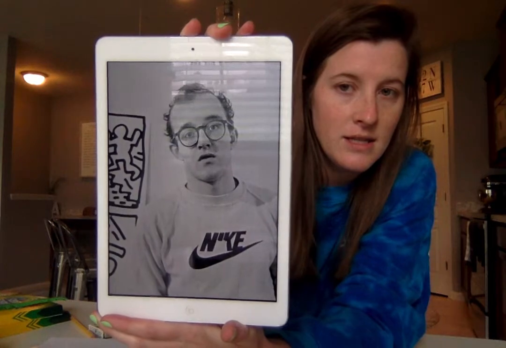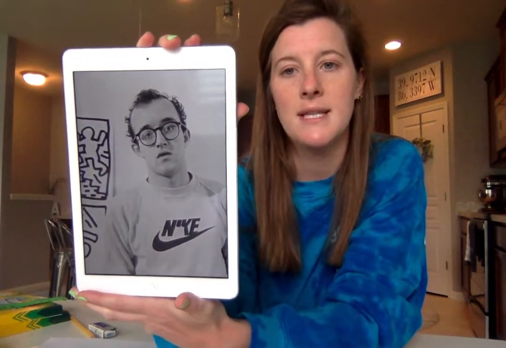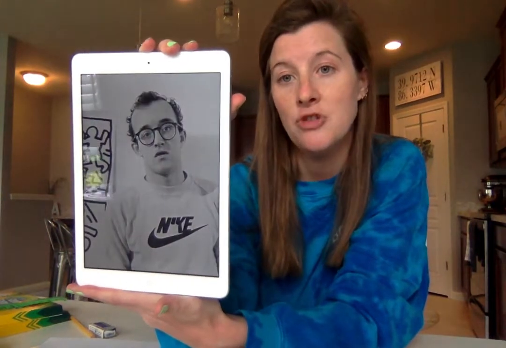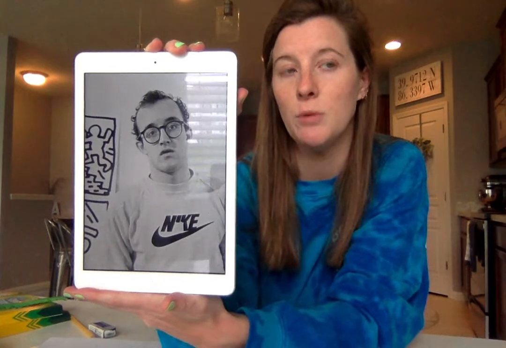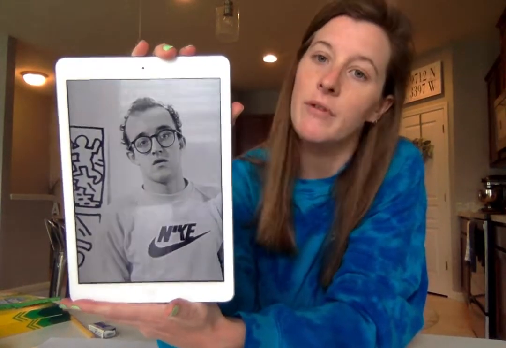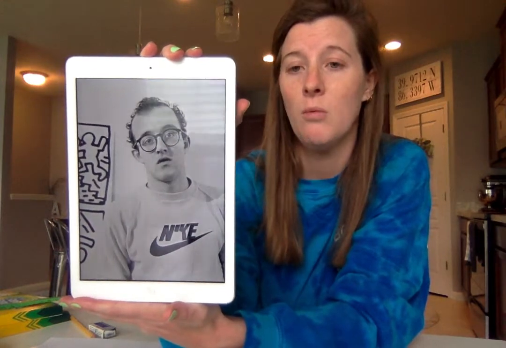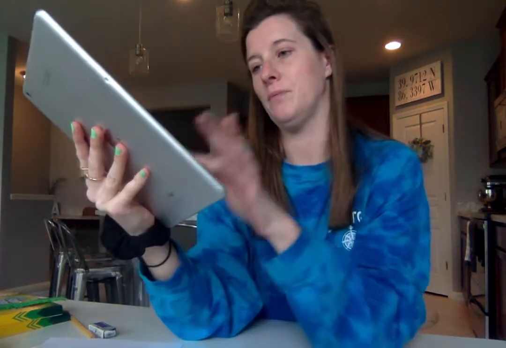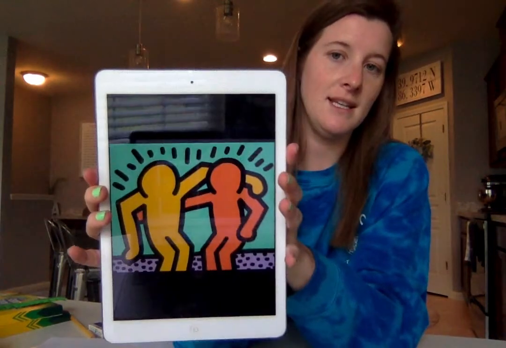Keith is a very famous graffiti artist, which means that he obviously gets permission, but he draws on subway walls and creates big, colorful, powerful murals. So I wanted us to look at him today because he's very good about showing movement in his artwork while also making sure that his pieces are very simple. So let's move on and talk a little bit about his first picture, which we see here.